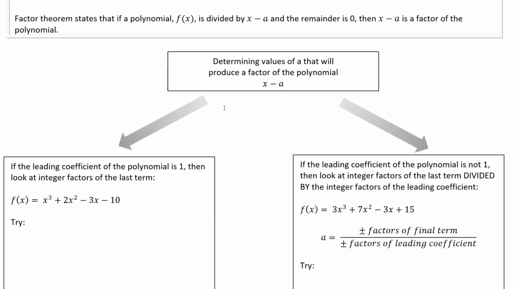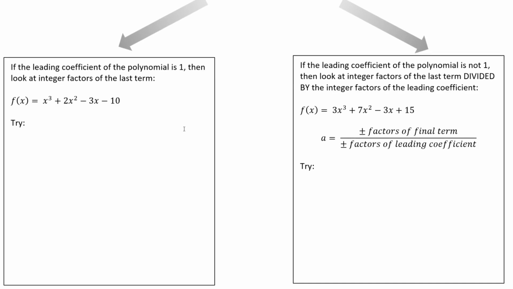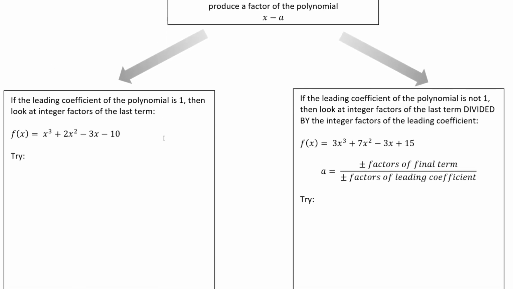So, determine values of a that will produce a factor of the polynomial. We can make our lives a little bit easier by taking our function right here and looking solely at the final term, negative 10. And that's if the leading coefficient of the polynomial is 1. And in this case, the leading coefficient of the polynomial is 1. Then we look at the integer factors of the last term. So let's take a look at the integer factors of the last term.